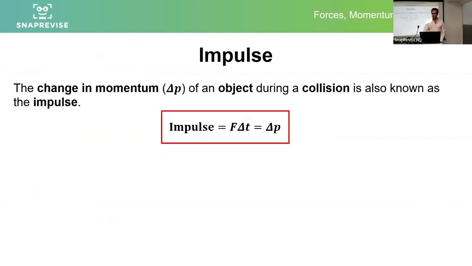You're driving along in your car and suddenly you hit a wall. You are going to want to reduce the force on yourself. There's not much you can do about the change of momentum. You're going at whatever speed you were going at, and then suddenly you're traveling at 0 miles an hour. The thing you can change is the time over which it happens.